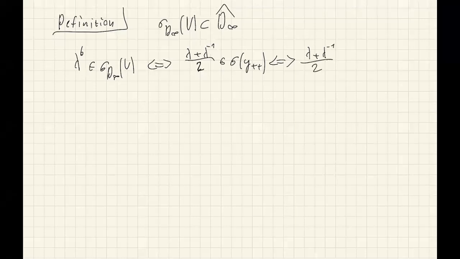and using the theorem, this is equivalent to lambda plus lambda minus 1 over 2 being in minus the spectrum of Y minus minus, because we consider here lambda which is not 1 or minus 1. So by the theorem, it's all the same.